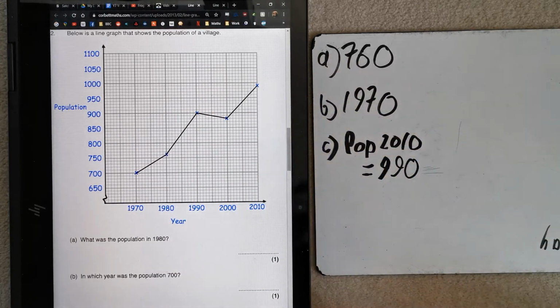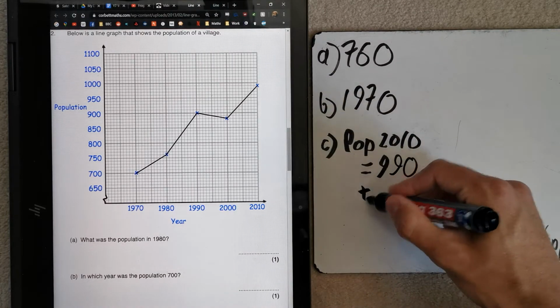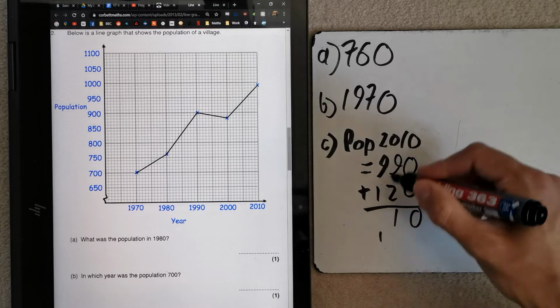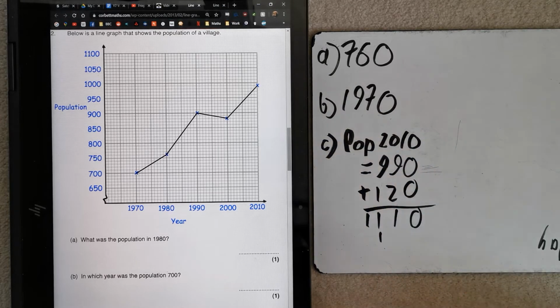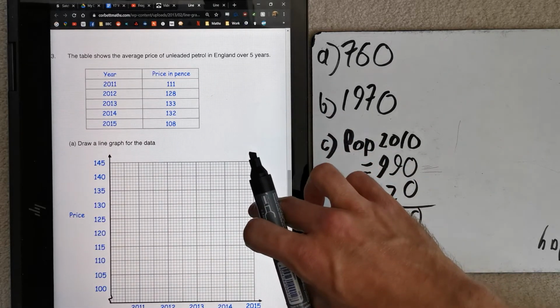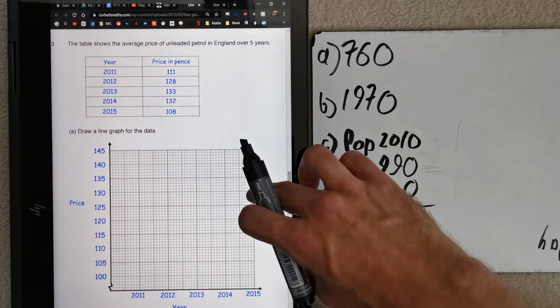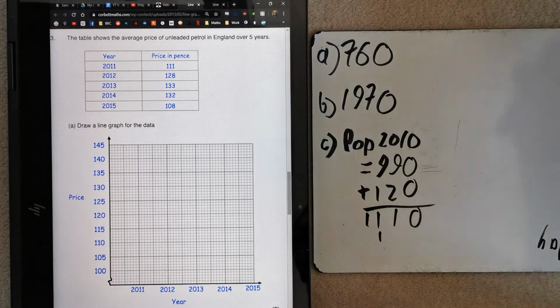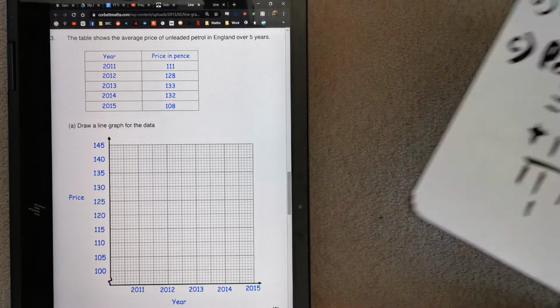990 it looks like, and it's meant to rise by 120. So add them together, we're going to get about 1,110. Okay, right. Now, next question. It's showing us the price of unleaded petrol in England over 5 years. Let's have a look at that then.